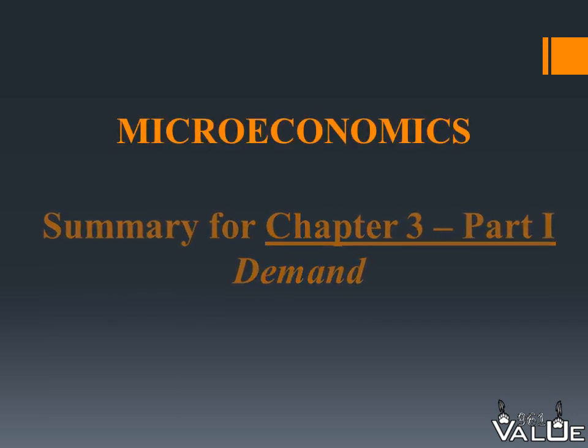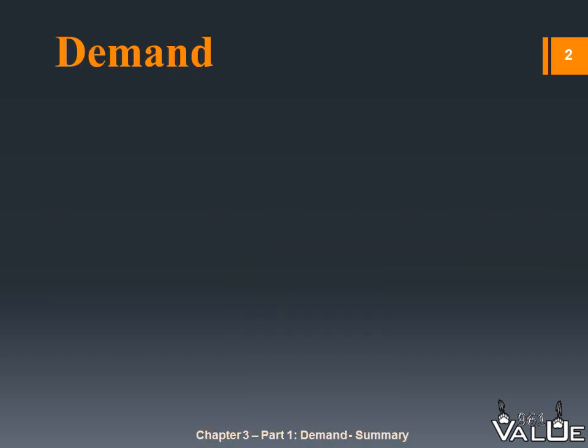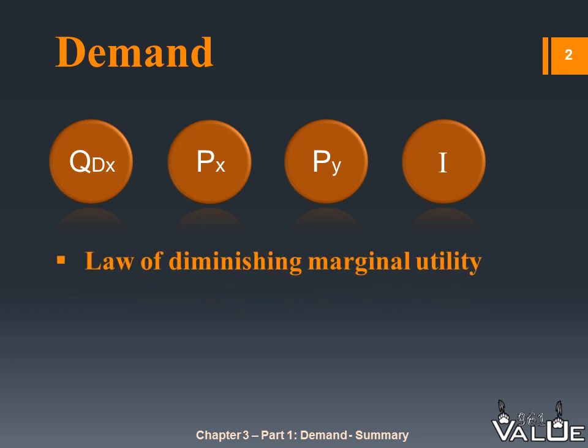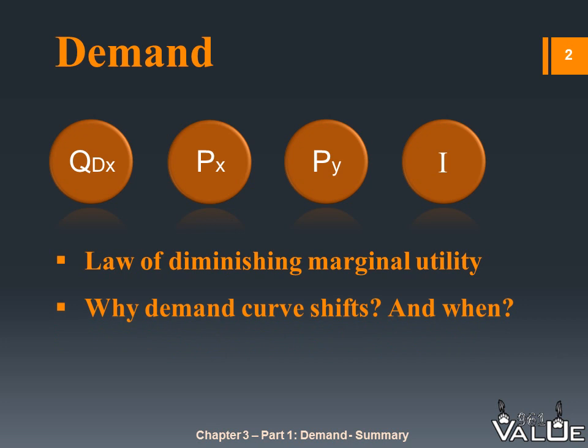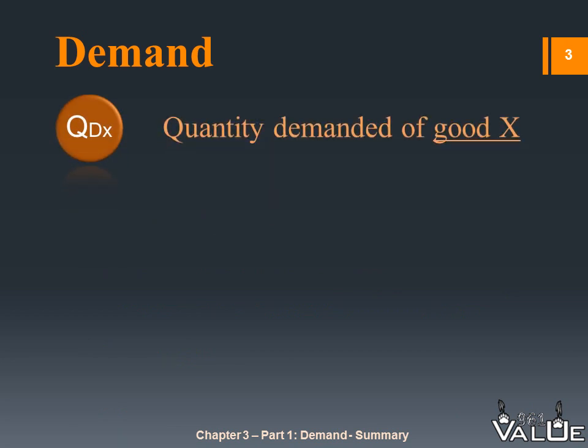Here is a summary for Chapter 3, Part 1, Demand. In this chapter we will find out the meaning of QDX, PX, PY, I. Moreover, we will explain the law of diminishing marginal utility, why the demand curve shifts and when, the market demand, and the profit. QDX is the quantity demanded of good X.